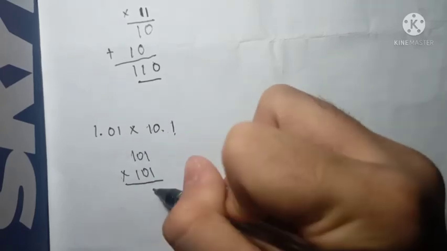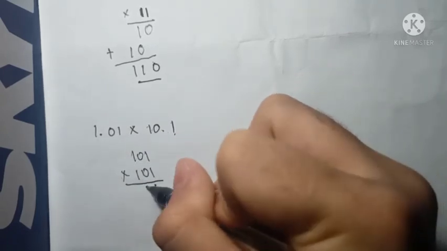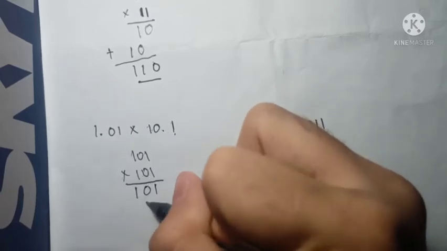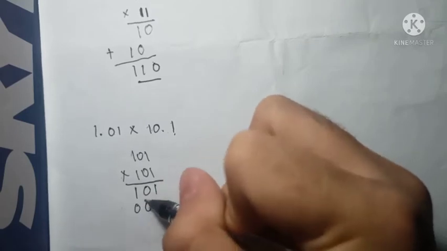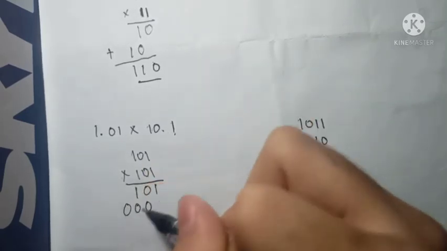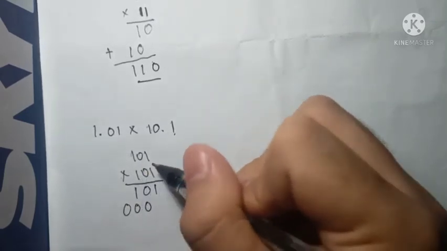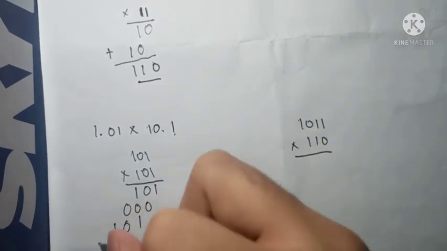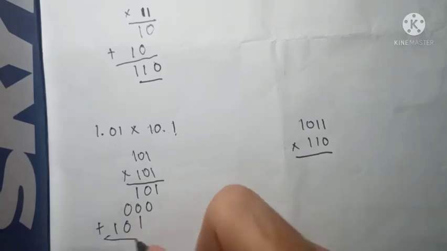1 times 1 is 1. 1 times 0, 0. 1 times 1, 1. So 0 times 1, 0, 0. 0 times 1, 0. 1 times 1, 1. 1 times 0, 0. 1 times 1, 1. Now we are going to add.